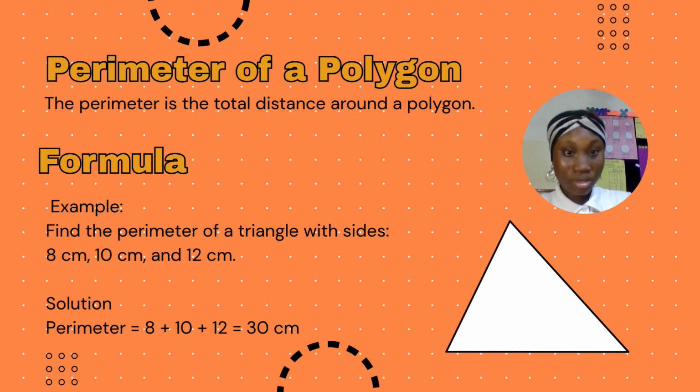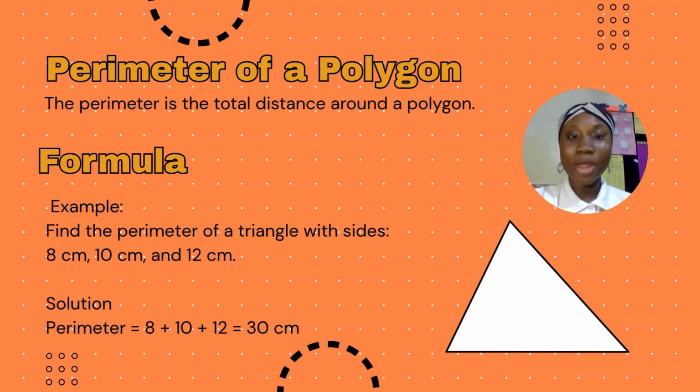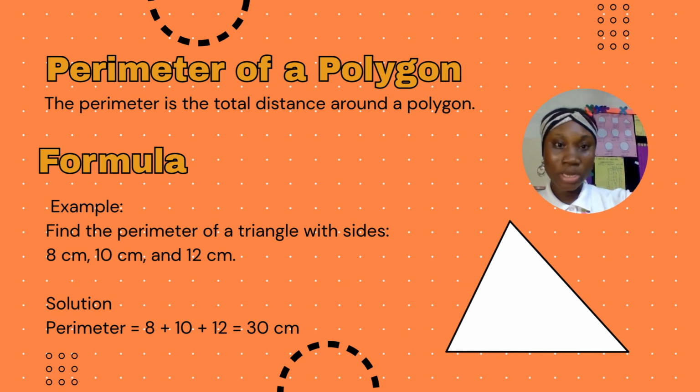Okay, even though they have the same number of sides, it's still five sides, but different measurements. Now let's begin with our formulas and calculations. So, perimeter of a polygon. Now the perimeter refers to the total distance around a polygon.